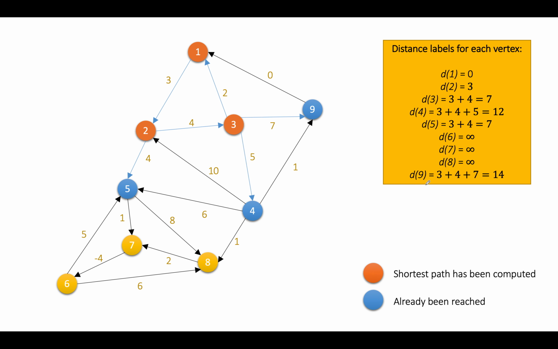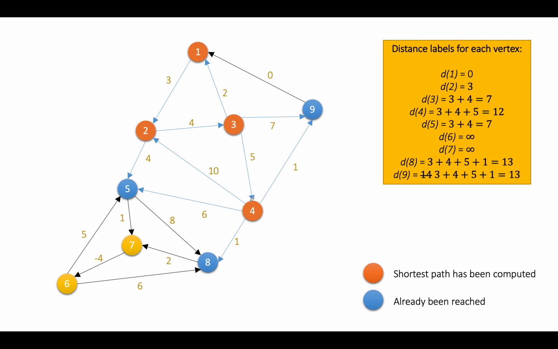So this one is, let's look at 9. So 9 currently has just been calculated as going from 1 to 2, 2 to 3, and 3 to 9. So 3 plus 4 plus 7 is 14. So the next node we're going to look at is 4. And 4 takes us to 9.